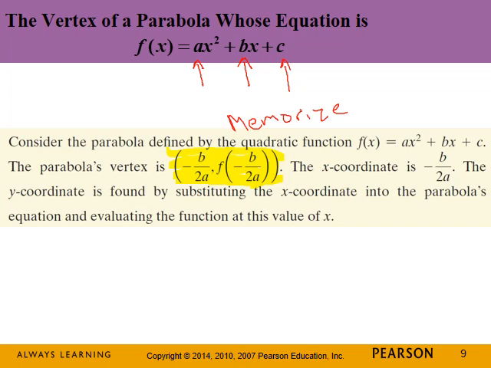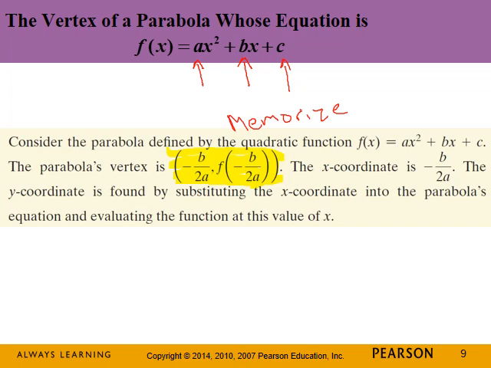Let's take a look at the vertex of a parabola whose equation is in the form of f of x equals ax squared plus bx plus c. Remember that your a is in front of the x squared term, your b is in front of the x to the first power, and your c is just a constant. Highlighted in the center is a formula that you're going to have to memorize.